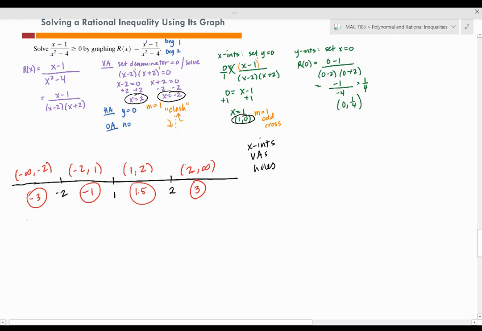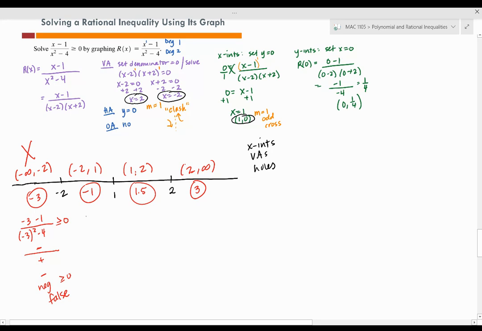So I'm going to plug in -3: (-3 minus 1) over (-3 squared minus 4) is greater than or equal to 0. I don't particularly care what the number is. I'm really just interested in the sign that the graph is going to take. So -3 minus 1 is a negative number on the top. -3 squared is +9, and 9 minus 4 is a positive value. A negative divided by a positive is a negative number, and a negative number is not greater than 0, so that's false. So I don't like this region. I don't want to include it in my answer.